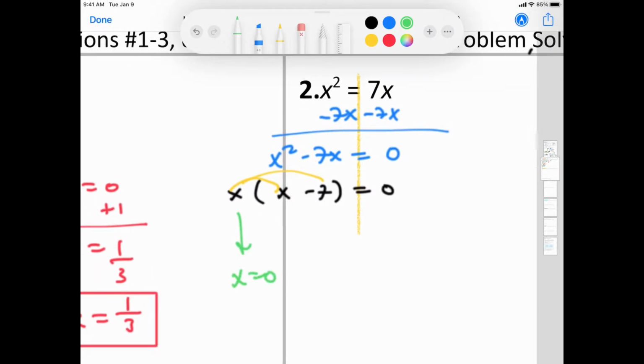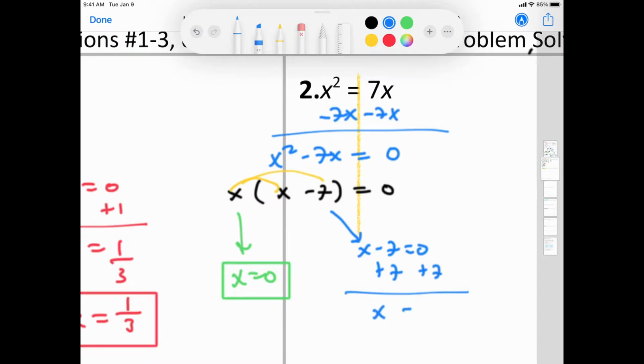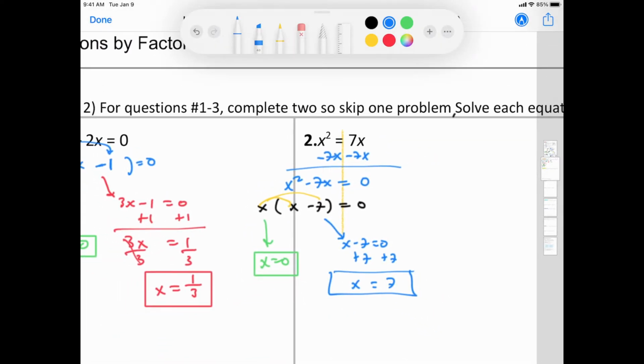X equals 0 is actually a solution, right? And this one, x equals 7 is my answer. Okay, those are my 2 solutions.